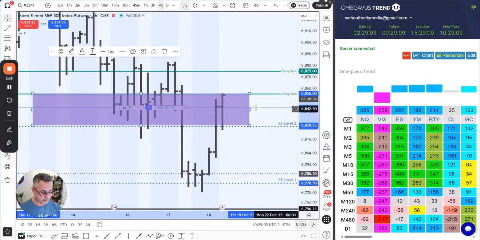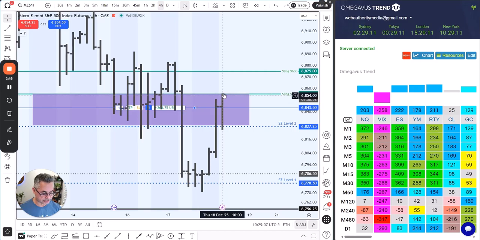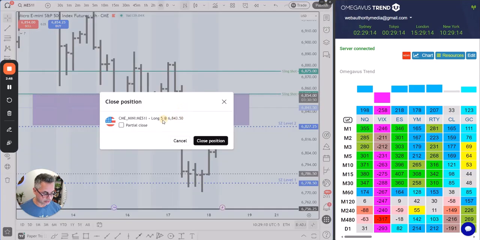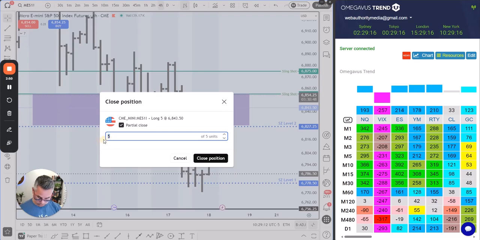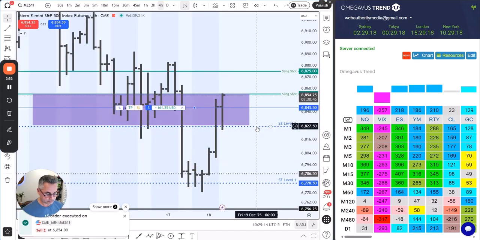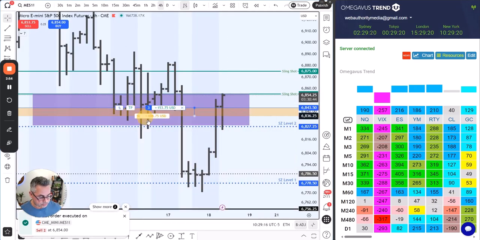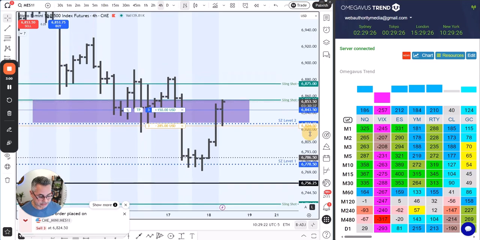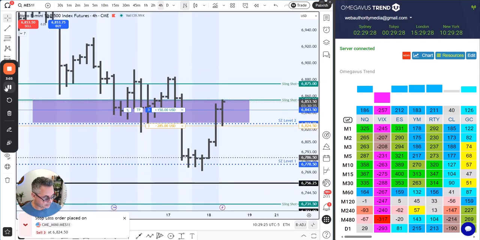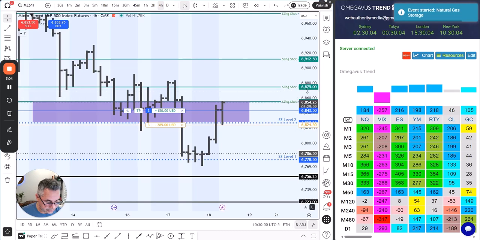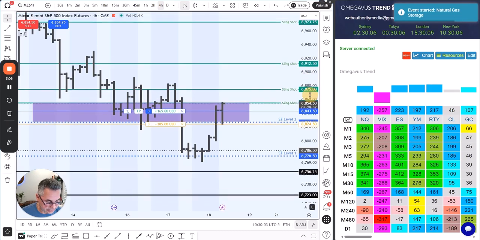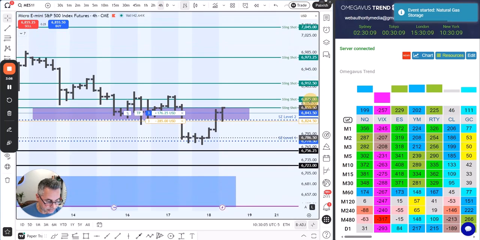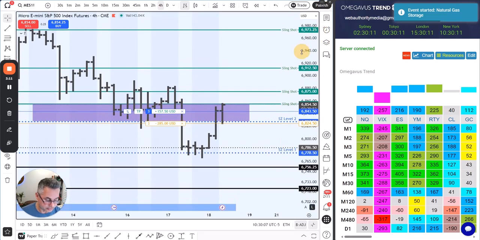My targets are, this is the first target, to be honest with you. It's just hitting that green line. I'm going to click here and close 2 out of the 5. There you go. My stop loss right now is at the bottom of the rotation in this bar. And the next targets are 6,875, 6,912, 6,973, and 7,045 on the ES.